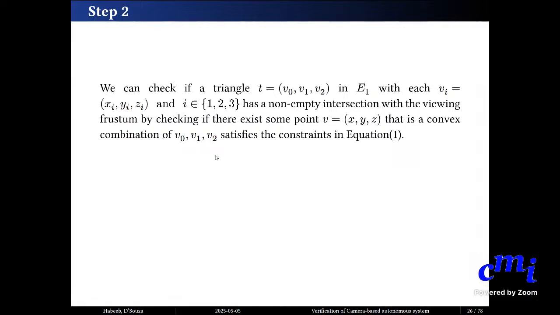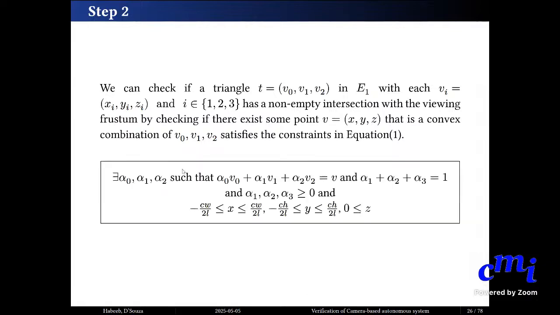So this thing, for example, any convex combination of v0, v1, v2 lies in the convex hull of this triangle only. Am I making sense?